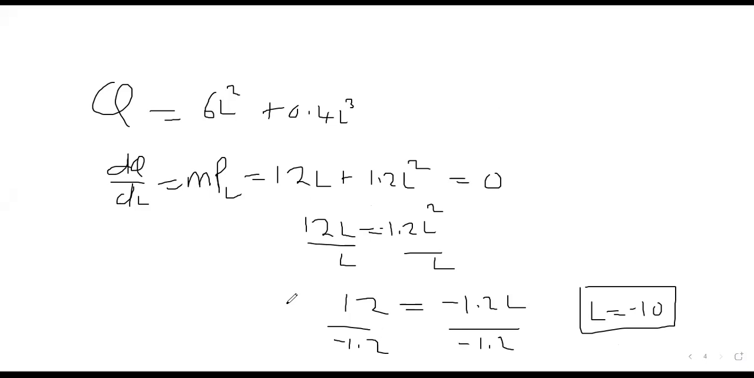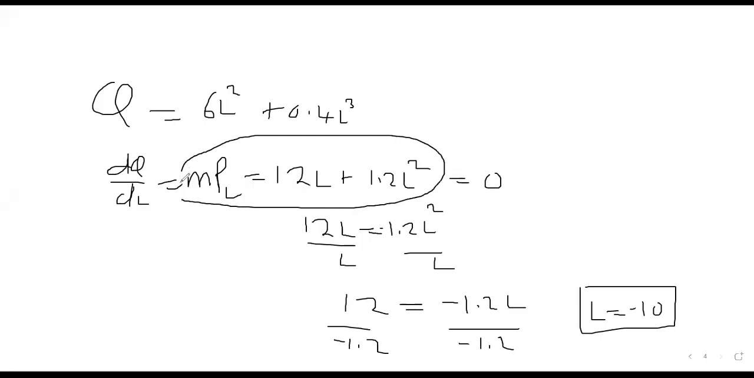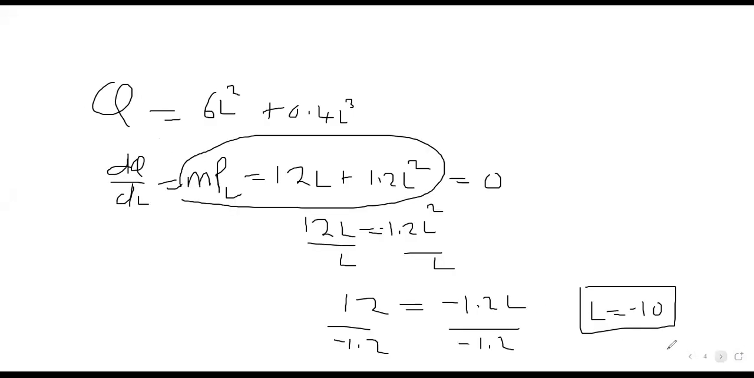Then find the value of L that maximizes the marginal product. Here, the previous part maximized output, but here we maximize the marginal product. So this is the marginal product. We differentiate the marginal product first, then we equate to 0. So let's differentiate this one. What is our marginal product? Marginal product of labor is 12L plus 1.2 L squared.